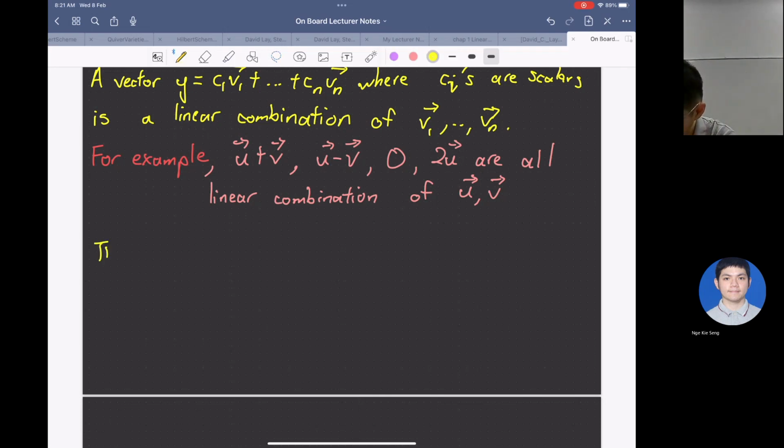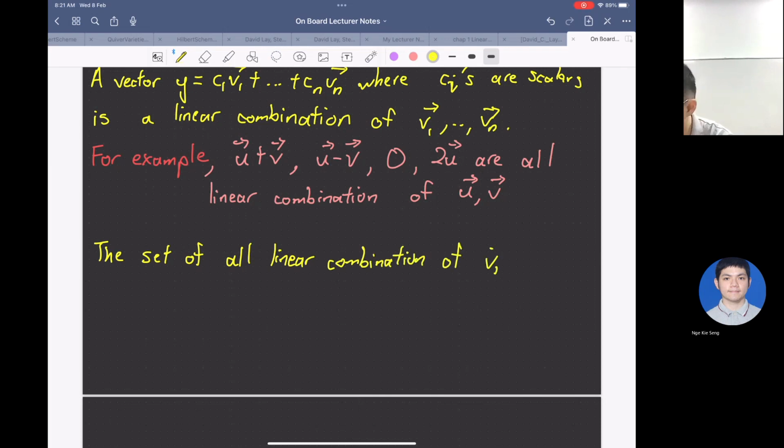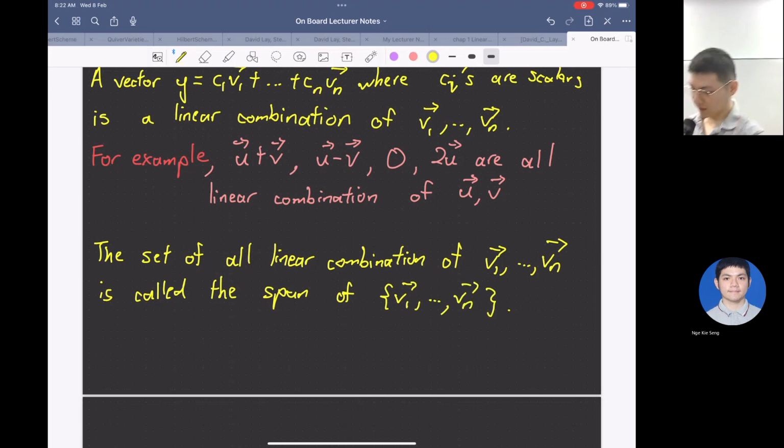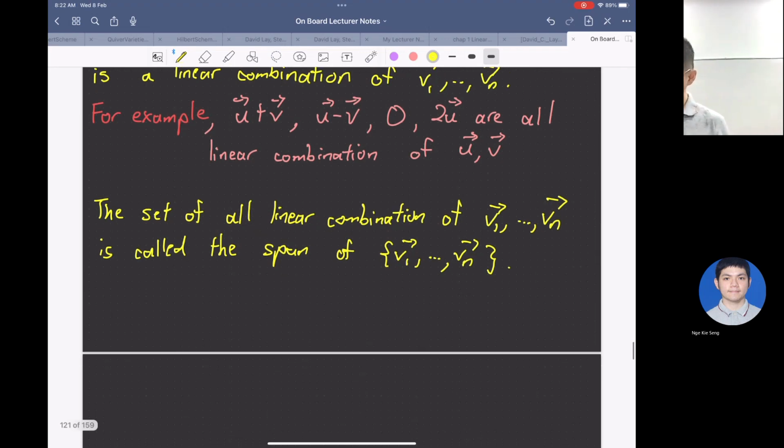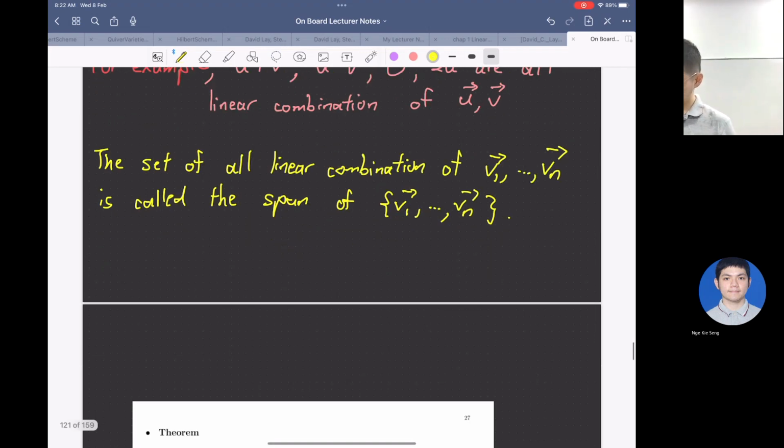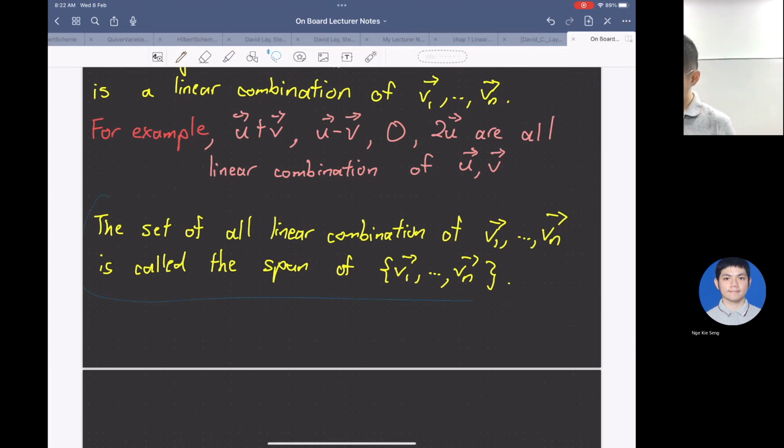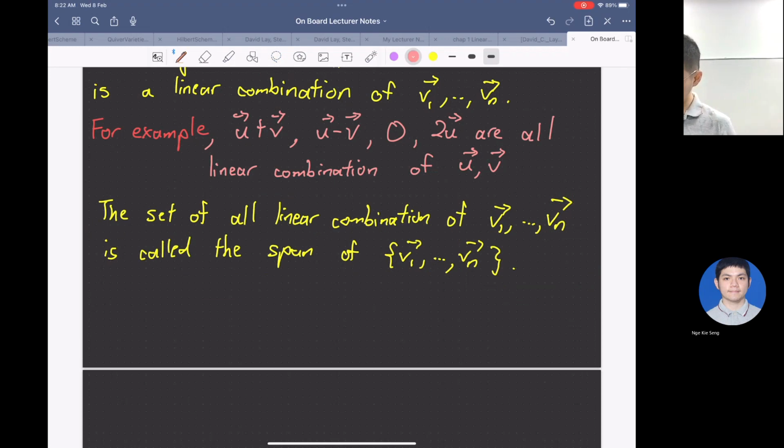We collect all the linear combinations together, and this set is called the span of v1 up to vn. Maybe let me show you some magic. Maybe you don't believe it, or you can't picture this. So let's talk about R2.